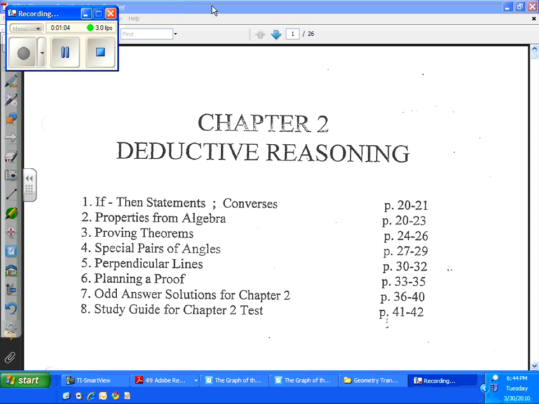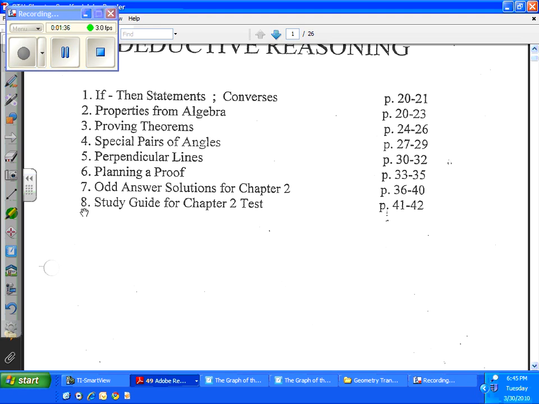We've dealt with those, complementary, supplementary, some things like that we dealt with already in algebra. Perpendicular lines, we know what they are from algebra. We know that they also have inverse reciprocal slopes from Algebra 1. Planning a proof, and then the odd answer solutions and the study guide. So kind of some introduction to some logical reasoning, deductive reasoning, and doing proofs. So here we go with Unit 2.1.